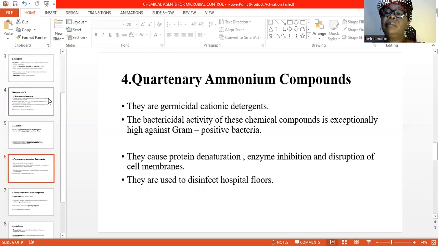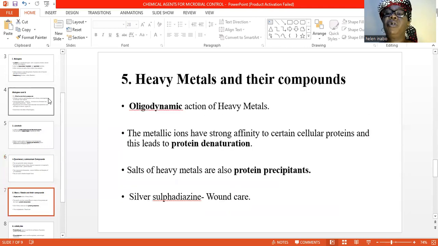Quaternary ammonium compounds are known as germicidal cationic detergents, which are also chemical agents that are used to control microorganisms. They have high bactericidal activity against gram-positive bacteria. They are known to cause denaturation of proteins, inhibition of enzymes, and disruption of cell membranes. They are used to disinfect hospital floors. Then you have the heavy metals and their compounds.